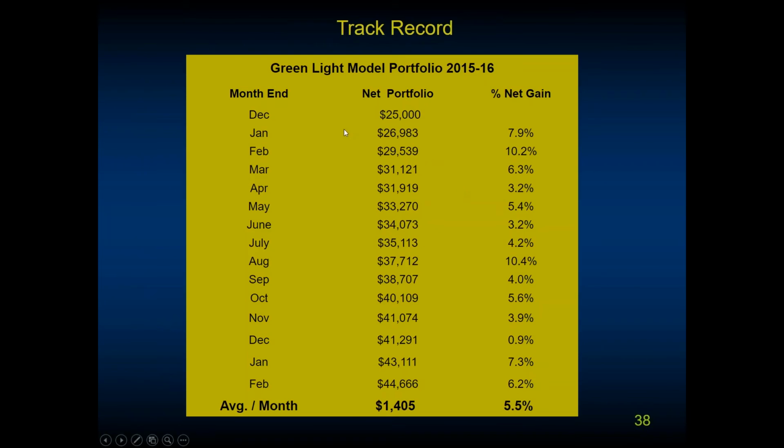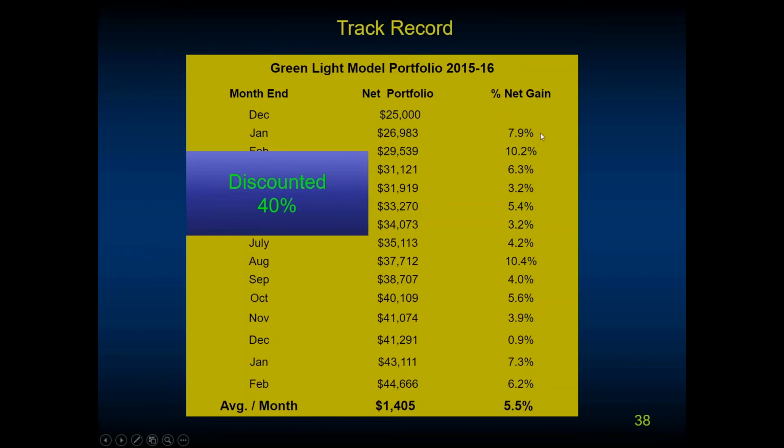This is the track record of the portfolio trading all of the green light signals since January of 2015. And we do something a little bit different than most strategy providers. We discount the results by 40% because nobody trades optimally. Nobody gets the best entry and exit. Everyone fudges things a little bit their own way. So we discount the results by 40%, and we still averaged 5.5% a month all through the last 15 months or so. Never a down month. Again, very, very consistent. That's what we were looking for.